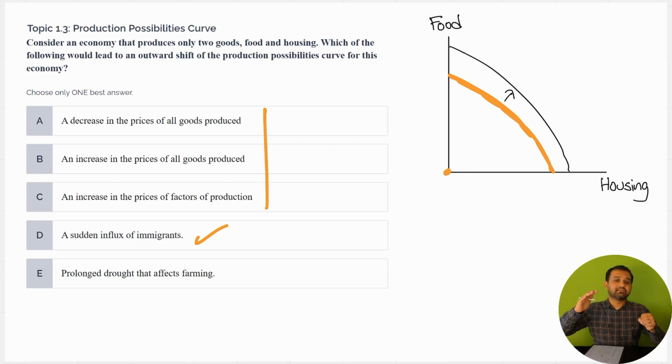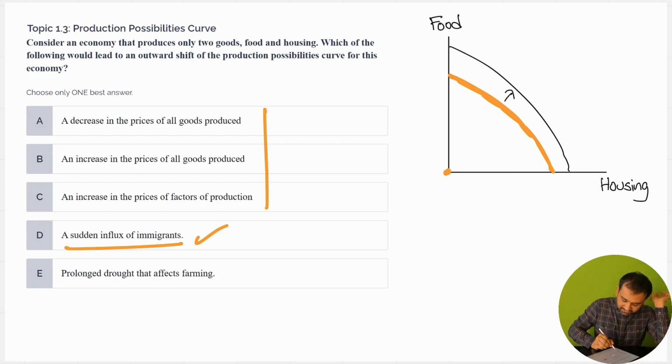The production possibility curve shows the production capacity. Think of a factory. It can choose to produce nothing, but it still has the ability to produce up to a certain point. That is what production possibility curves show. It shows our capacity to produce, not where we are currently producing. So therefore, a sudden influx of immigrants, whether or not they are working, would lead to the production possibility curve shifting outward because the production capacity should be increasing.